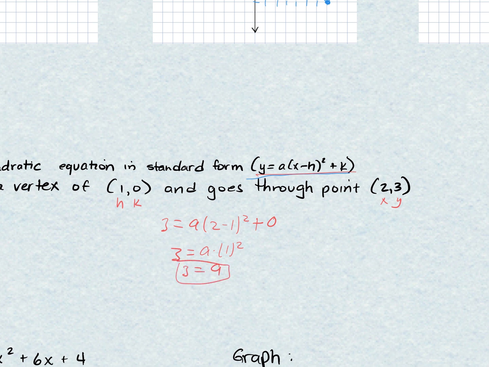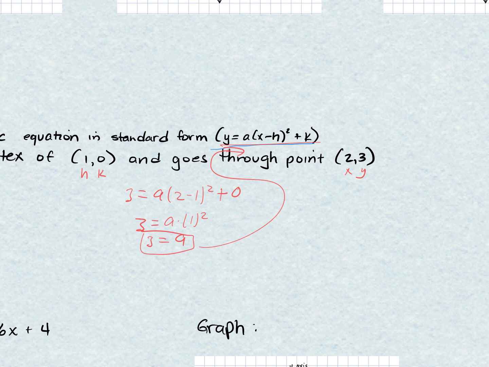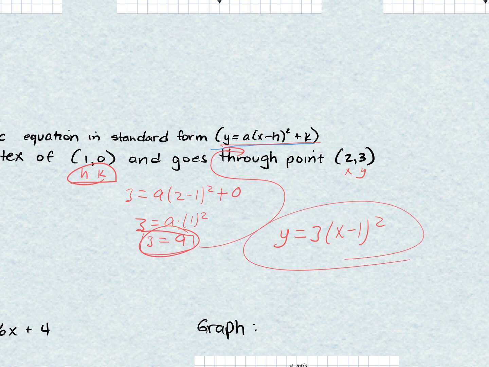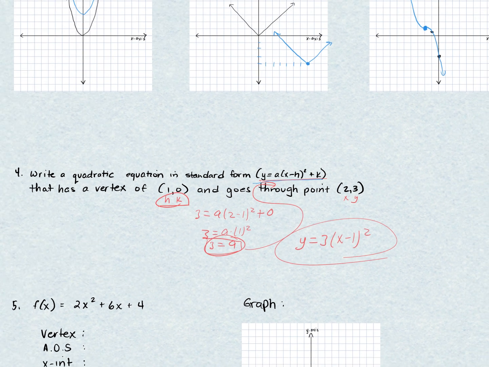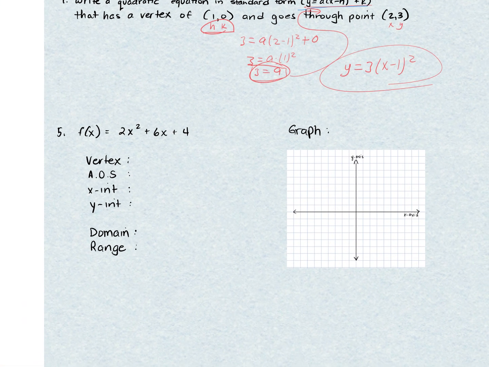So we get a equals 3, and then all you have to do is plug that into our equation. So including h and k and a, our equation is going to be y equals 3 times x minus 1 squared plus 0. But if you're adding 0 to anything, it doesn't change the value, so we can just leave it like this, right? And that's our answer. Super easy. All right, and then we'll have a problem like this, right?